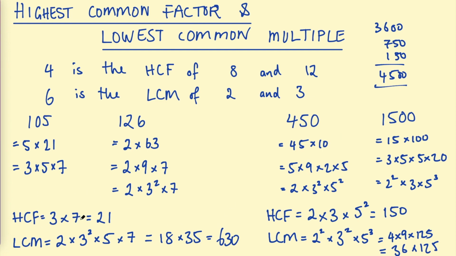Okay, so highest common factor, the primes common to both, and lowest common multiple, the primes with the highest powers. That's how you're working those out.